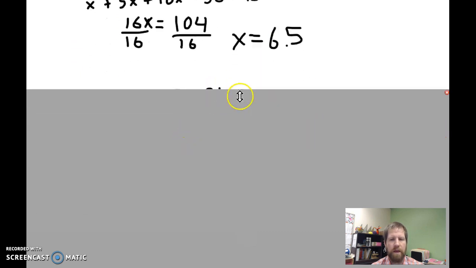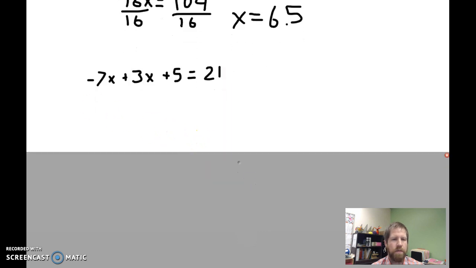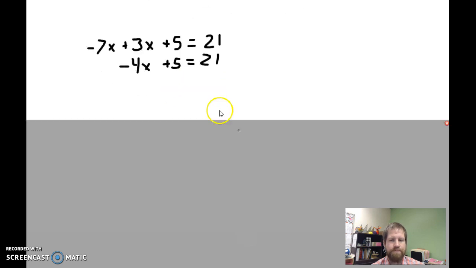Okay. All right. And now we're going to do another one. This one is a little bit different because I've got not just values of x on this side. I've also got just a number. So I'm going to have to get rid of that before I can have my variable isolated. So I've got negative 7x plus 3x. Combine my like terms first. So 3 minus 7, negative 4x plus 5 equals 21.